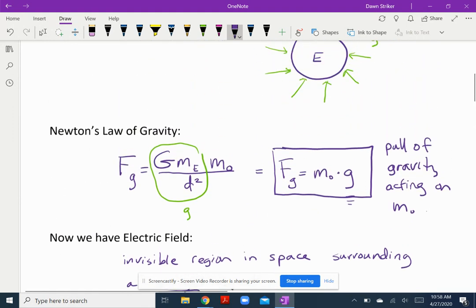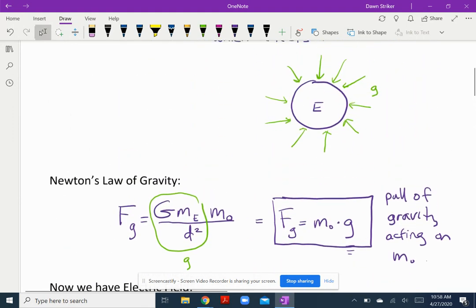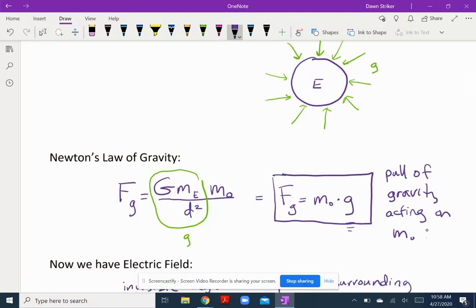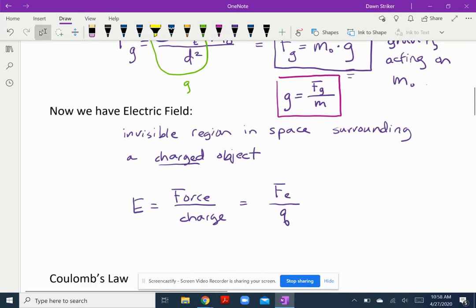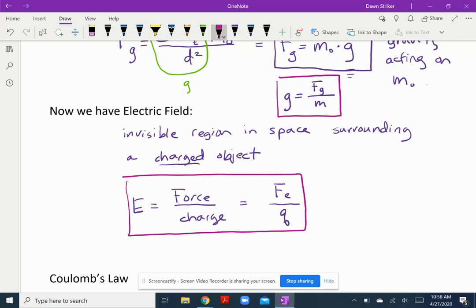Now, I could have written gravitational field the same way. Looking at this formula here, I could write g as the gravitational force per unit of mass. That's kind of a nice way to think about a field. The force per unit of mass, or in the case of the electrostatic force, the force per unit of charge. And instead of little g, we give this electric field the symbol E.